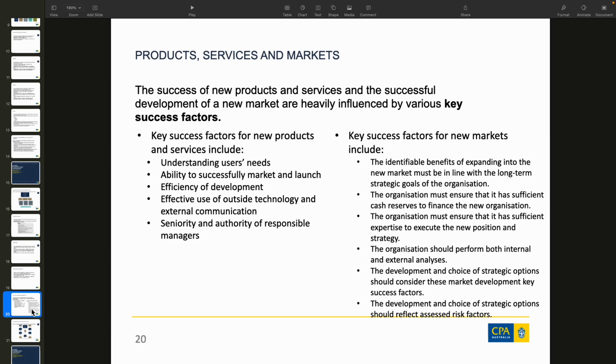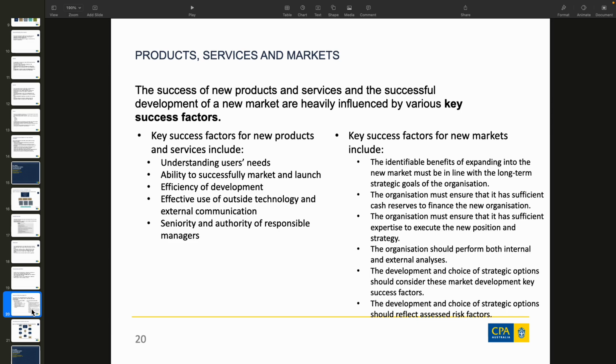Got it? Mark. Now, the key success factor for a new market is, the market must have identifiable benefit of expanding into the market in line with long-term goals. So there is a benefit why you enter the market. Got it? Next, the organization must ensure that it has sufficient cash reserves to finance the new operation. Got it? You can't just assume that you can enter a new market without money. The organization must ensure that it has sufficient expertise to execute their new position and strategy. So you must have the people to do it. You don't have the right skilled people to implement, you have a problem.